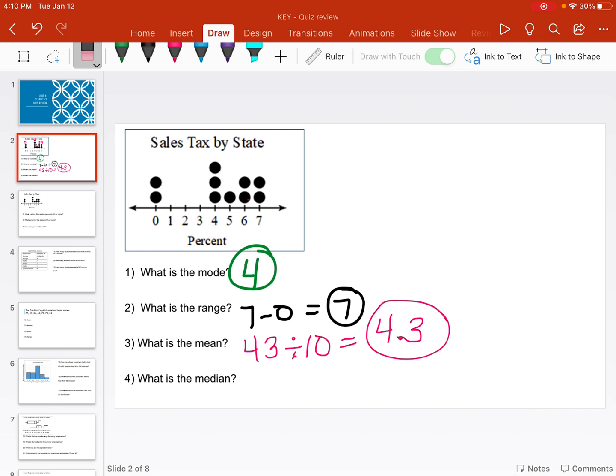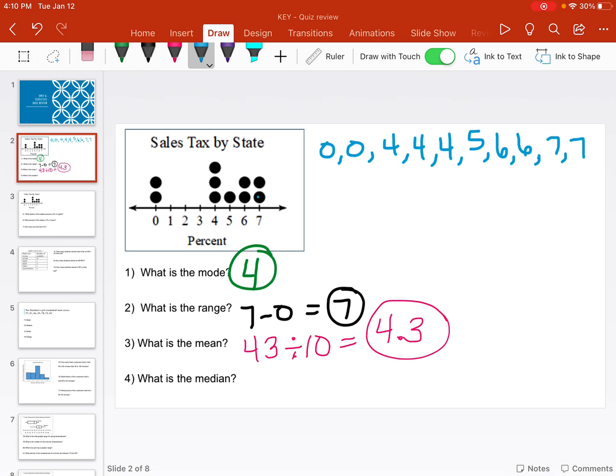Okay, next would be our median. Remember, median is your middle number. A couple ways you could do this. First, you could list out each piece of data. Remember, each dot is a piece of data, the number it's over. So it would be 0, 0, 4, 4, 4, 5, 6, 6, 7, 7. Each of these dots is a number over here. And then I can cross them off, working my way into the middle. So cross those off, those two, until I get here. I've got 2 numbers in the middle.